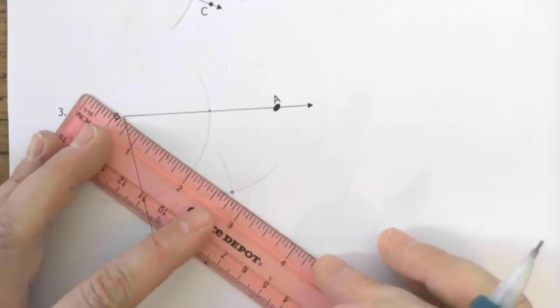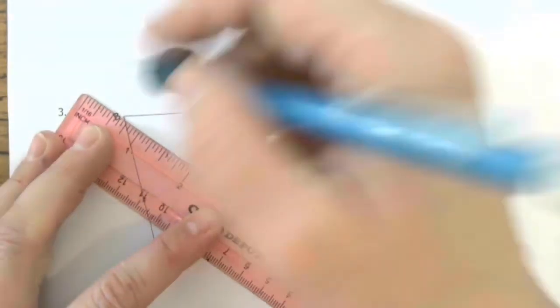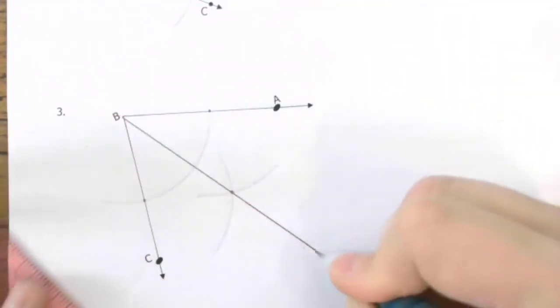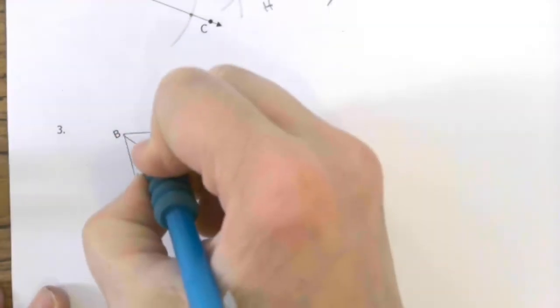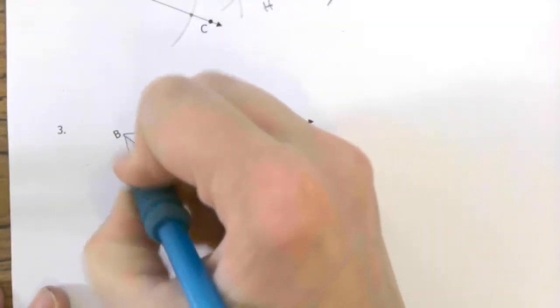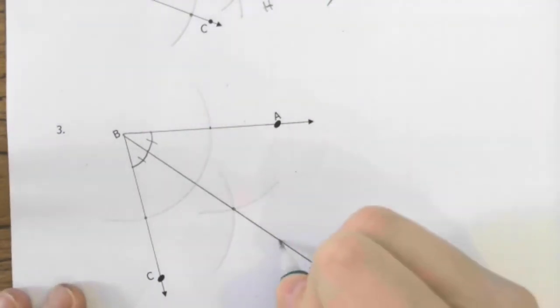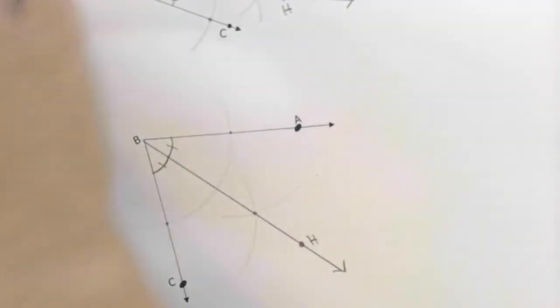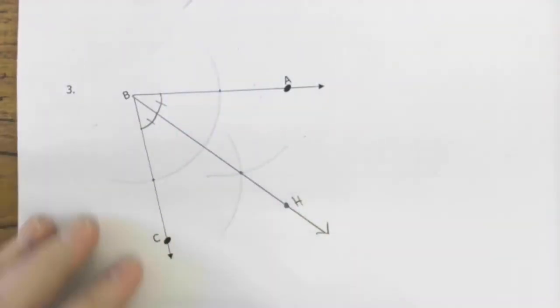Line up your straight edge. Remember to offset the vertex just slightly to accommodate for pencil width. There is your angle bisector, and let's go ahead and label these as being the same. And this is ray BH, that does the bisecting. That's a ray. Okay, so last thing we're going to do is use our protractor to measure this angle.